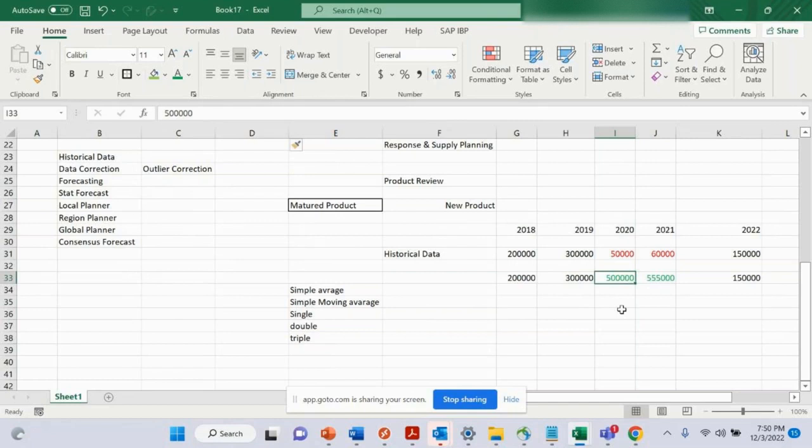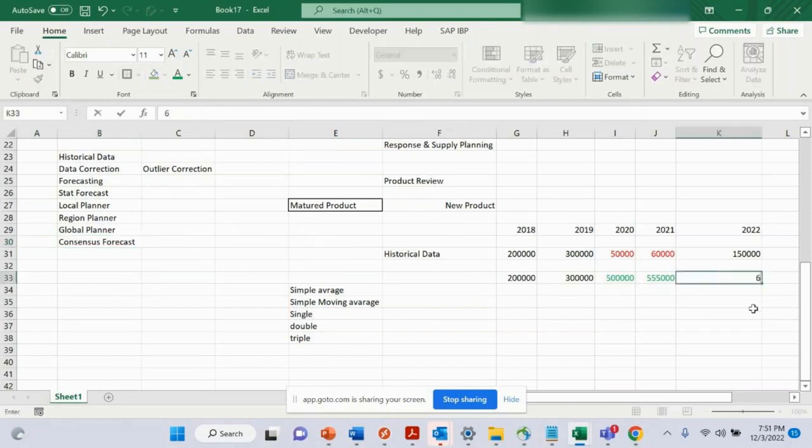So now, as a global planner, I will make contact with my respective stat planner and respective local and region planners, and edit the number before submitting it as a final forecast, or the consensus forecast. The same kind of review will happen with the supply planner as well. When the demand planner is releasing my demand, saying, hey, for 2022 I am having this much demand, maybe 6 lakh of demand, the supply planner may have a point that the 6 lakh we can't supply.